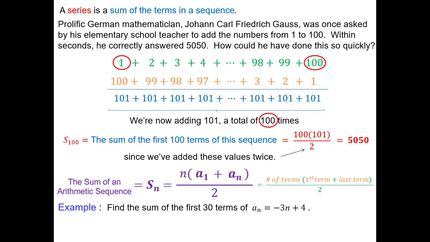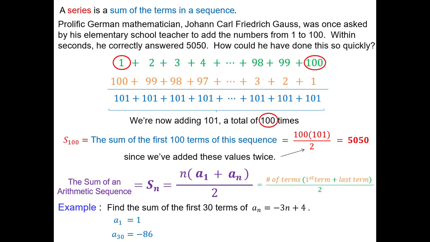So let's do an example then of finding the sum of the first 30 terms of the sequence that happens to have this rule. Well, taking a look at our formula, we obviously know that we're going to need the number of terms. So n would obviously be 30. But we're also going to need the first term and the last term. In other words, we're going to need to plug in 1 to that rule, which gives me negative 3 plus 4, or 1. And then we plug in 30 to that rule, which is negative 90 plus 4, or negative 86.